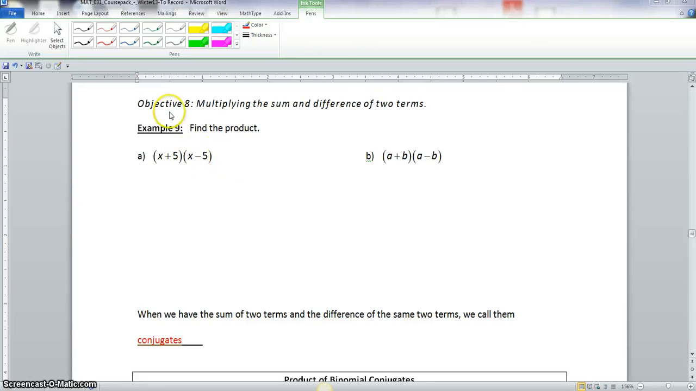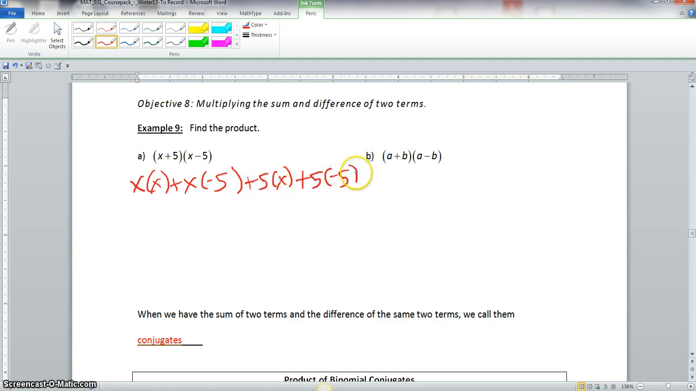Picking up where we left off, we're on objective 8, which states multiplying the sum and difference of two terms. Okay, we want example 9 to find the product. So we had x plus 5 times x minus 5. So we do x times x plus x times a negative 5 plus 5 times x plus 5 times a negative 5. X times x is x squared.